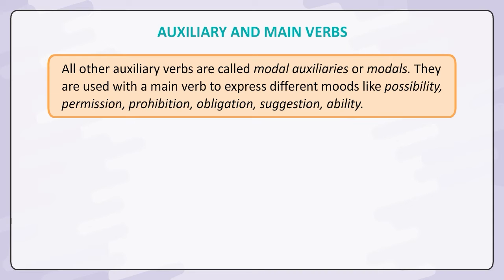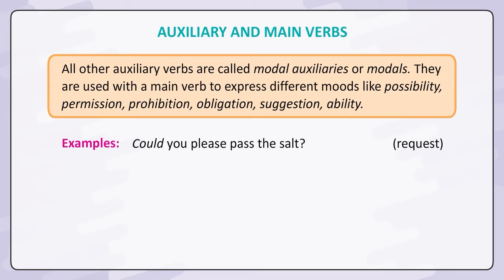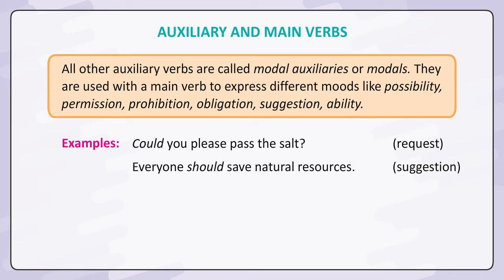All other auxiliary verbs are called modal auxiliaries or modals. They are used with a main verb to express different moods like possibility, permission, prohibition, obligation, suggestion, ability. Examples: Could you please pass the salt? Request. Everyone should save natural resources. Suggestion.